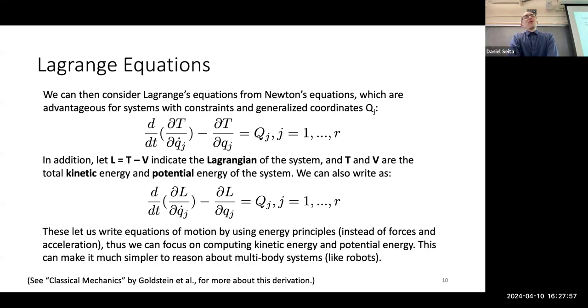So you just have to figure out how do you compute T? How do you compute L? How do you compute the generalized coordinate and force? And then you apply a standard recipe. And again, the main advantage is you can write equations of motion by using energy principles instead of forces and acceleration.